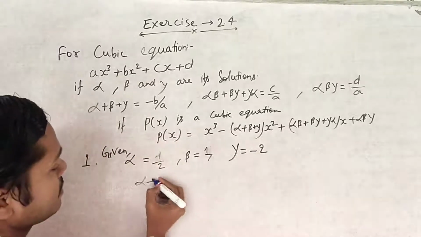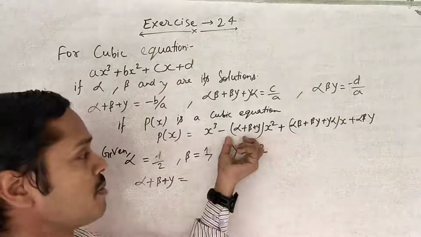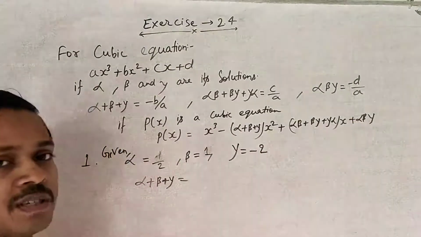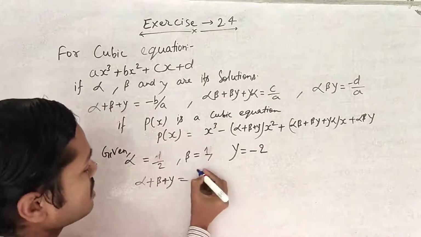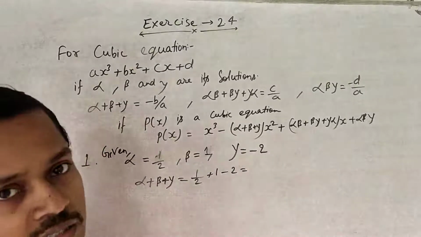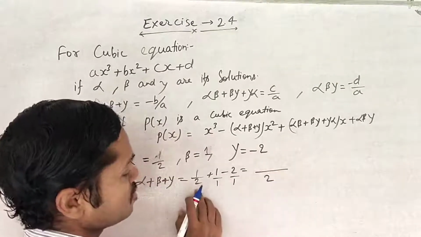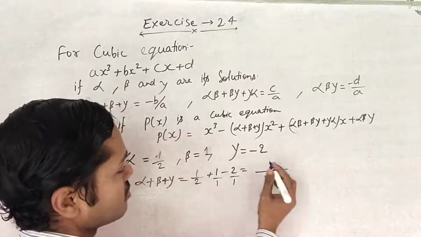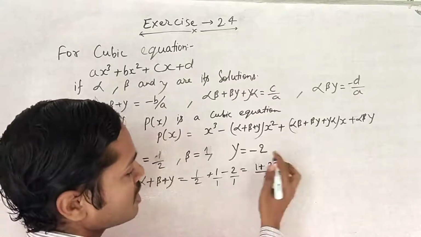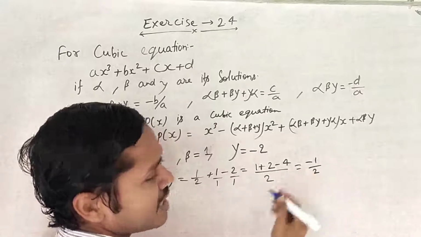Look at that. First of all we will have to find out the different parts. You will have to find out alpha plus beta plus gamma, alpha beta plus beta gamma plus gamma alpha, and alpha beta gamma separately. Alpha plus beta plus gamma: 1 by 2 plus 1 minus 2. Look at there, we are doing the addition of fractions. 1 by 1, 2 by 1, what is the LCM? LCM is equal to 2. 2 divides 1 how many times? 2 times, so 2. 1 how many times? 2 times, 2 2 is 4. Look at the 2 and 3 minus 4, how much? Minus 1 by 2. Directly I am writing.